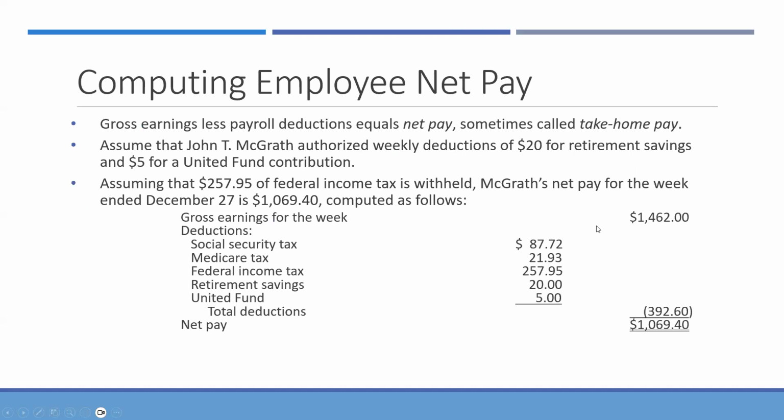And so for computing the net pay for John, we take the gross earnings minus Social Security tax, Medicare tax, federal income tax, the retirement savings. So John's withholding $20 a paycheck for that. And then the United Fund, a charitable contribution from John out of his paycheck. And then we get total deductions of 392. And then the net pay, that's the amount that is going to be payable to John.